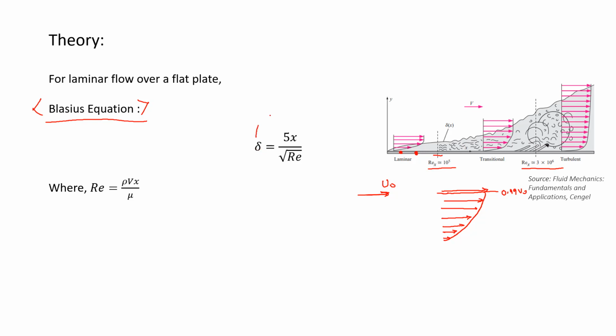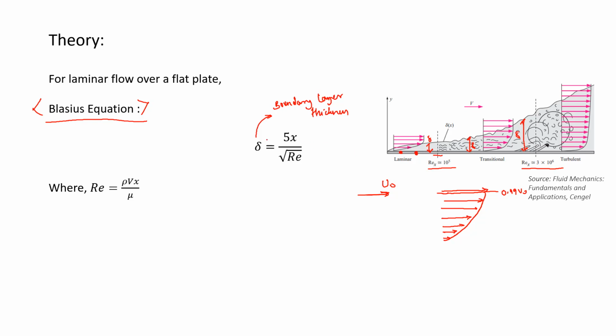So this delta, let me just write it here. This is the boundary layer thickness, which will be just the vertical length of this gray area. So here this is this, and here this will be this, and you can see that the thickness is increasing as we go in x.